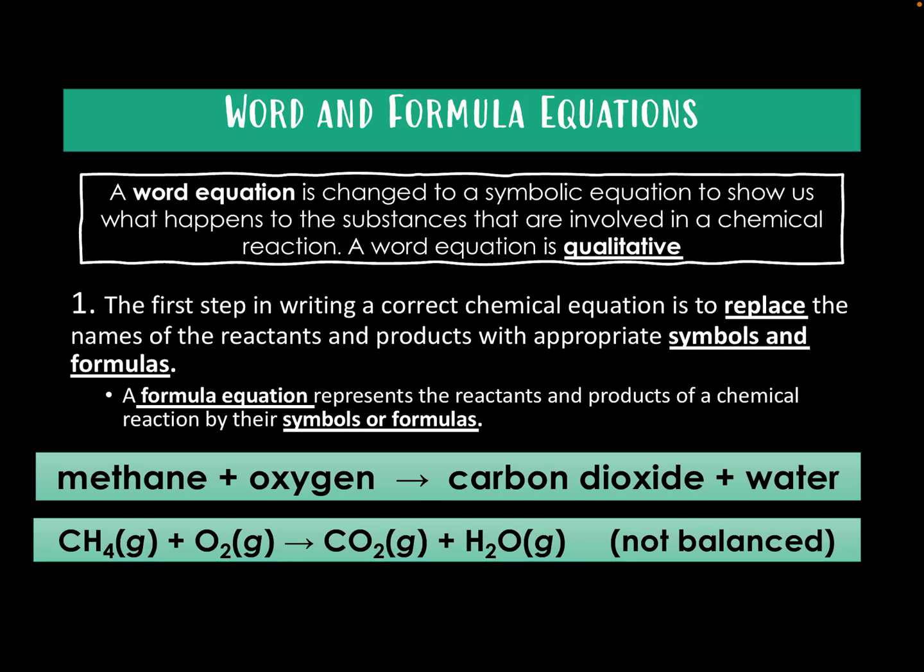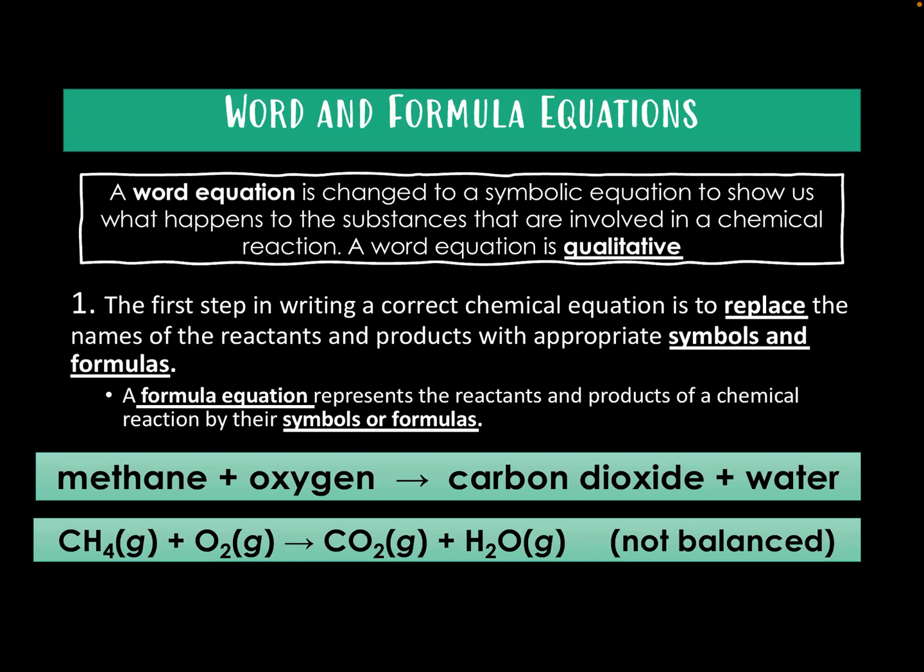Now, the first step in writing a correct chemical equation is to replace the names of the reactants and products with appropriate symbols and formulas, okay? So this is where all of last unit has gone into it. That review we did last week, this is where it comes into play. So we have a word equation and we want to write the formula equation. We want to write those formulas. And so we have to use our rules for nomenclature that we've been learning to do this. So a formula equation represents the reactants and products of a chemical reaction by their symbols and formulas, okay?